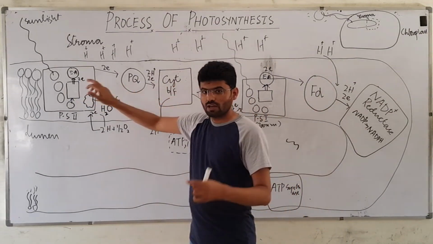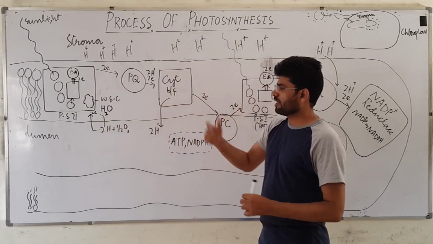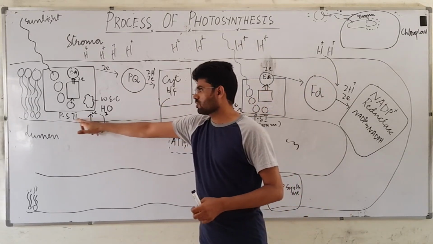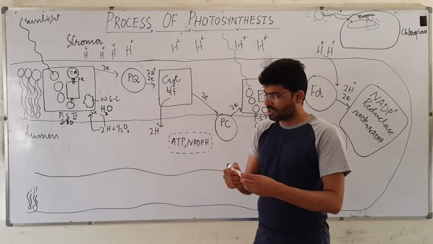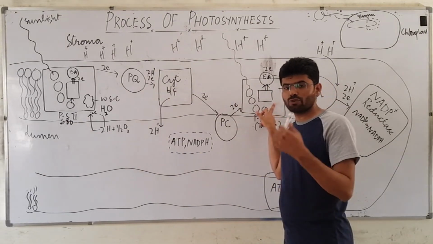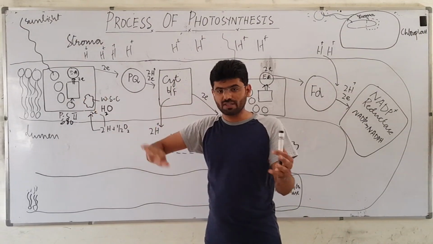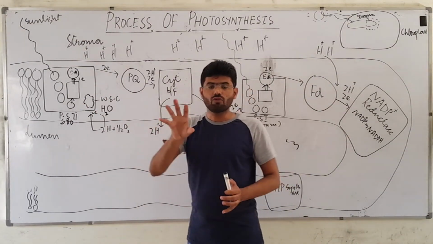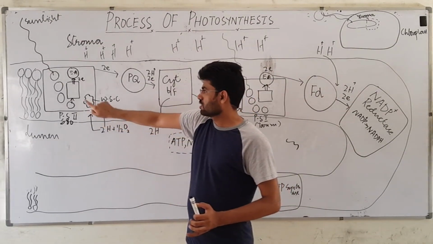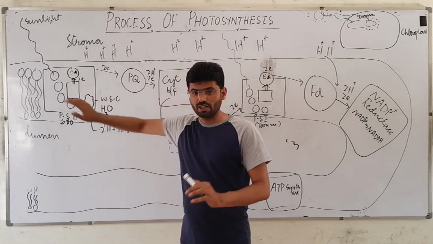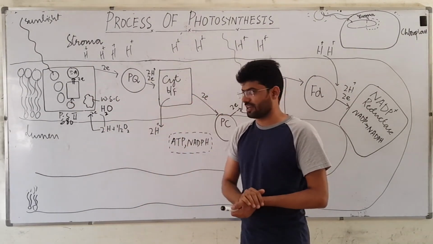When it lost, there is a kind of difference between PS2 and PS1. One of them is their wavelength. It works on 680. Another difference is that PS1 does not possess any kind of water splitting complex. Why does PS2 possess a water splitting complex? Because water is oxidized over here. Water will give its two electrons, and those two electrons will be given to this reaction center to compensate for the loss of electron of this reaction center.